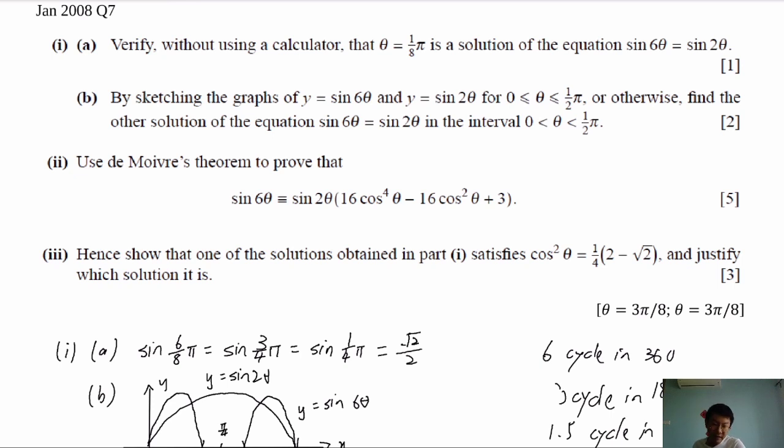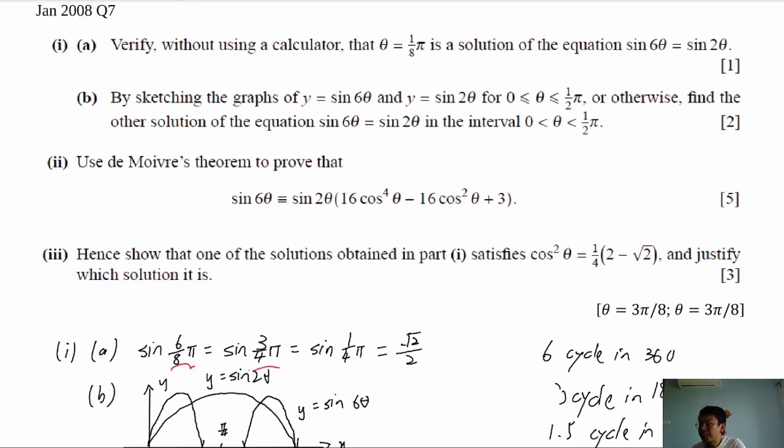verify, okay, without using a calculator, that theta equals 1/8 pi is a solution of the equation sine 6 theta is equal to sine 2 theta. So from there, because it says verify and it's only 1 mark, basically we just have to substitute the theta values inside the sine. So we have sine 6/8 pi, which is sine 3/4 pi. It is just equal to sine 1/4 pi. So basically just substitute in and say they are equal. Basically the verifying word is just like that.